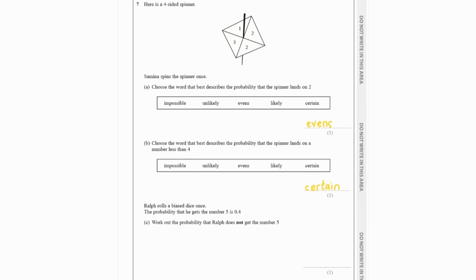The next part says Rolf rolls a biased dice once. The probability that he gets the number 5 is 0.4. Work out the probability that Rolf does not get the number 5. So we know that all the probabilities should add up to 1. Therefore, if the probability of getting a number 5 is 0.4, that means the probability of not getting 5 will be 1, take away 0.4, and this gives us 0.6. And all the parts in this question were worth 1 mark for the correct answer.